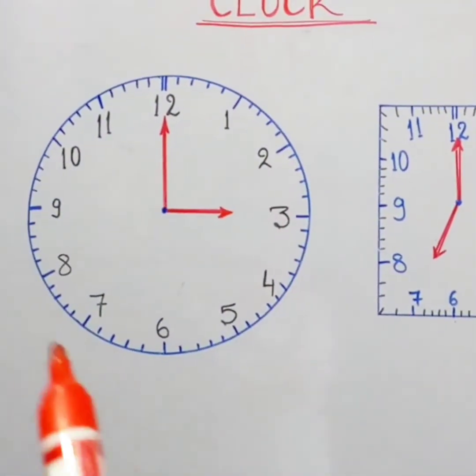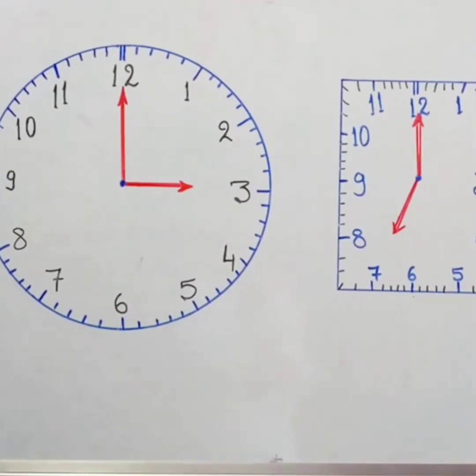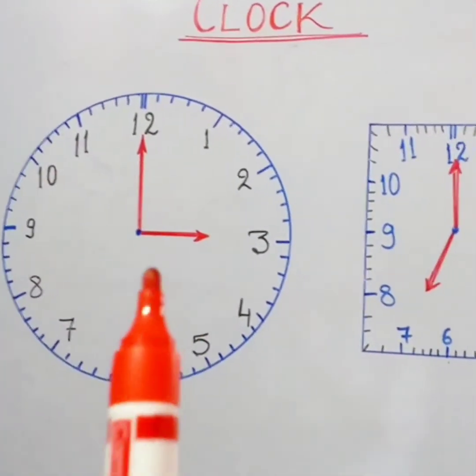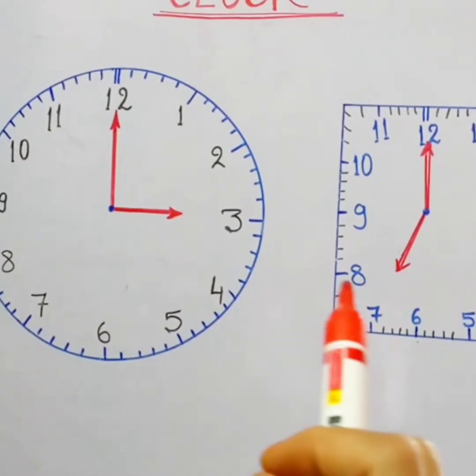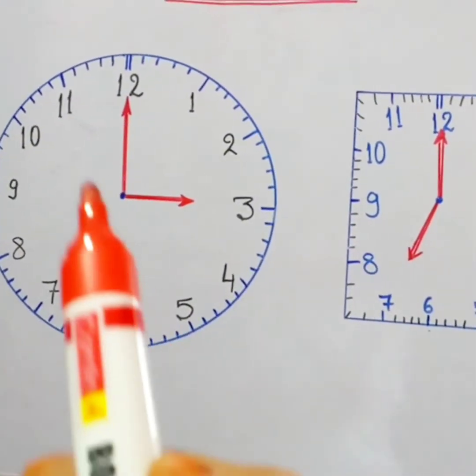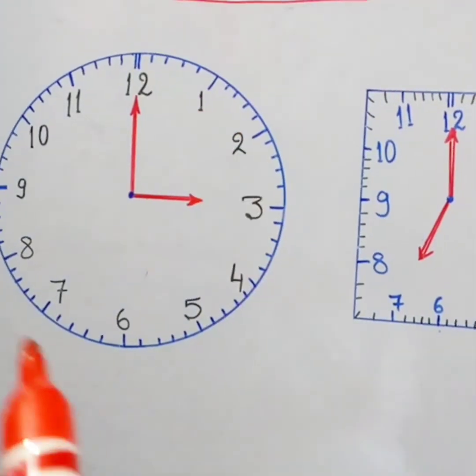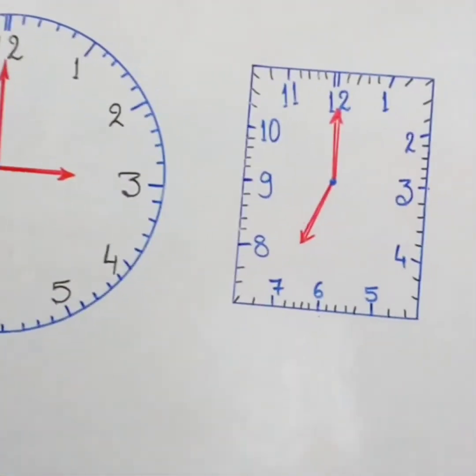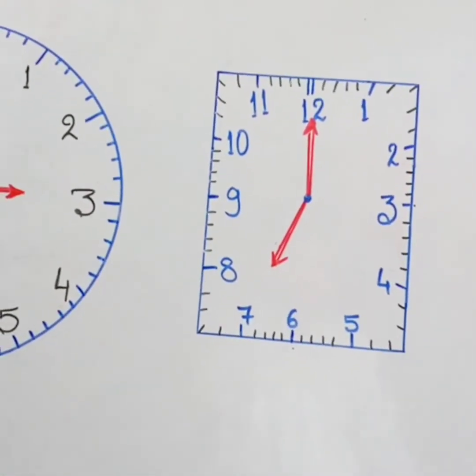Okay, now look at the clock. This is a round shaped clock and this is a rectangle shaped clock. And you know that this is the face of the clock. Here numbers from 1 to 12 are marked at equal distances.